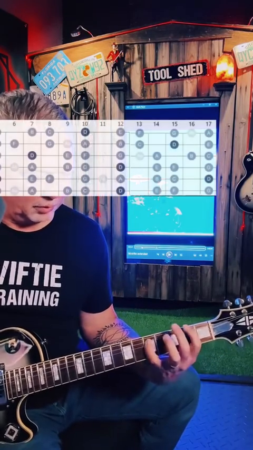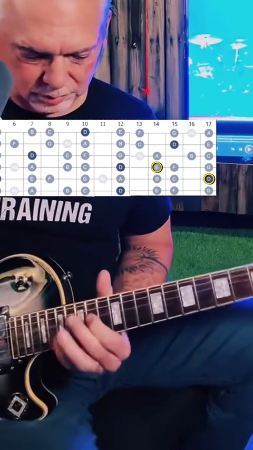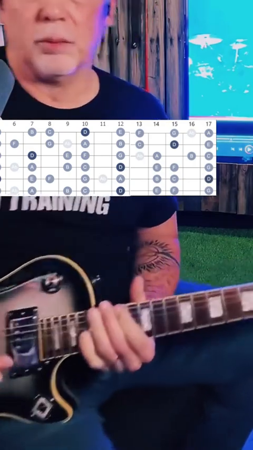So what he did there is he went. All he did there was he slid from the 2nd to the 14th fret, the higher octave of E. This is E. That's E.